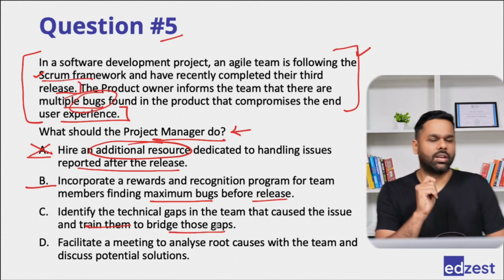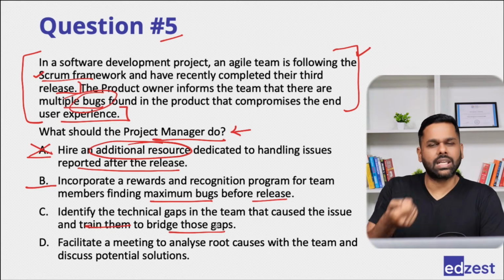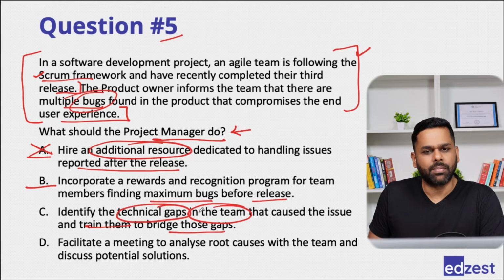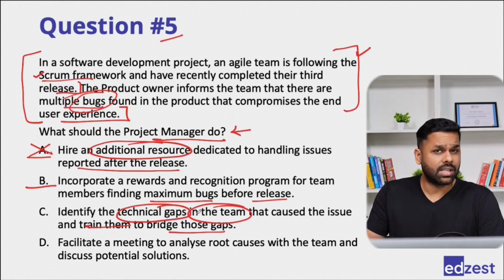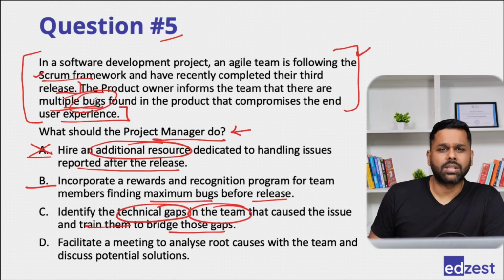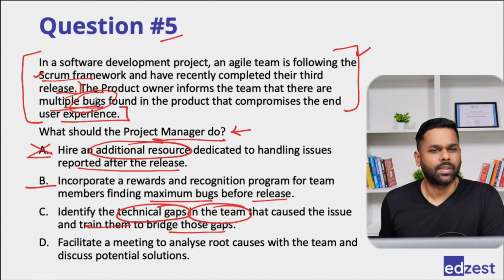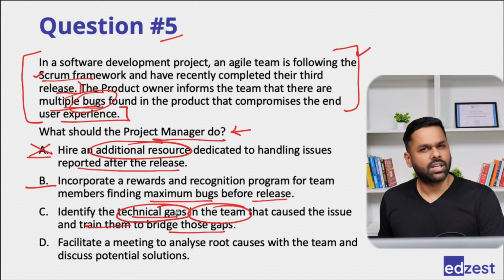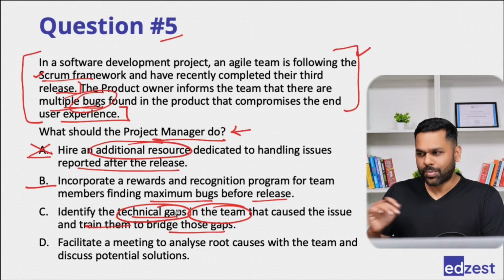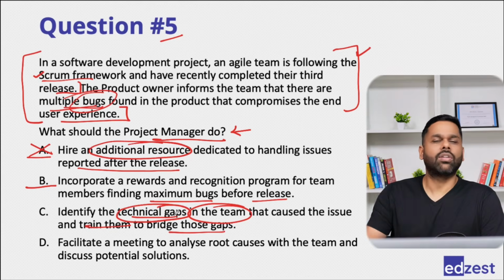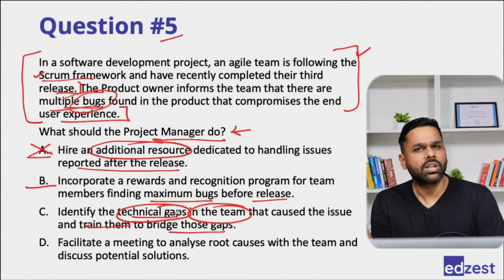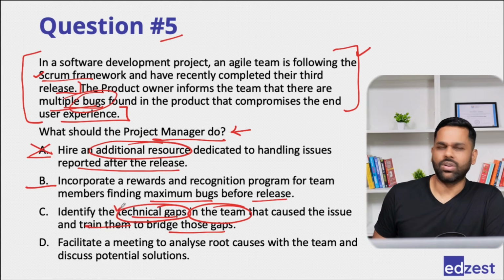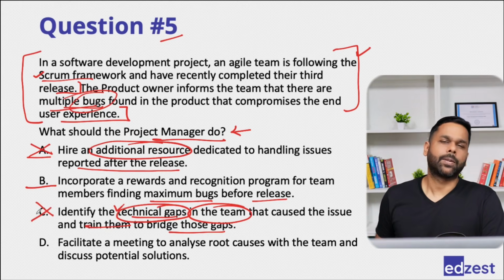This looks logical. But if I think a little bit in detail, why are we focused only on technical gaps and only on the team? There can be multiple reasons because of which bugs can be found in the product. Then why are we saying that we'll only look at technical gaps? What about communication related gaps? What about process related gaps? What about understanding of agile related gaps? Those could also result in some problems. Right? So focusing only on technical gaps is not a good thing here, so we can eliminate it.